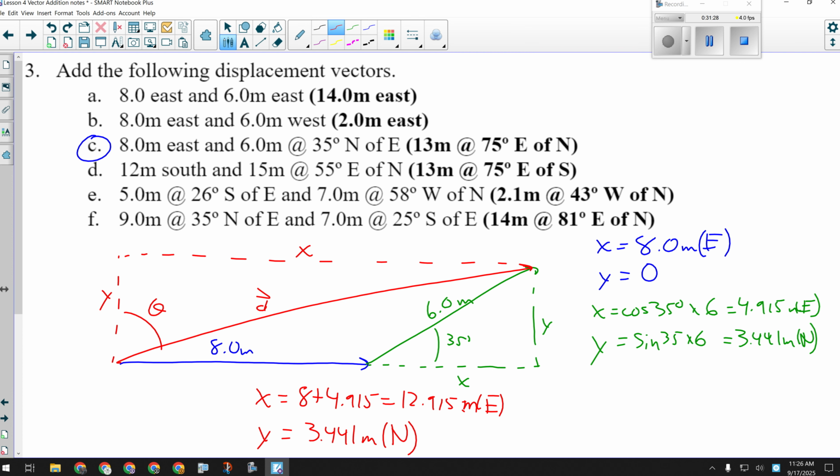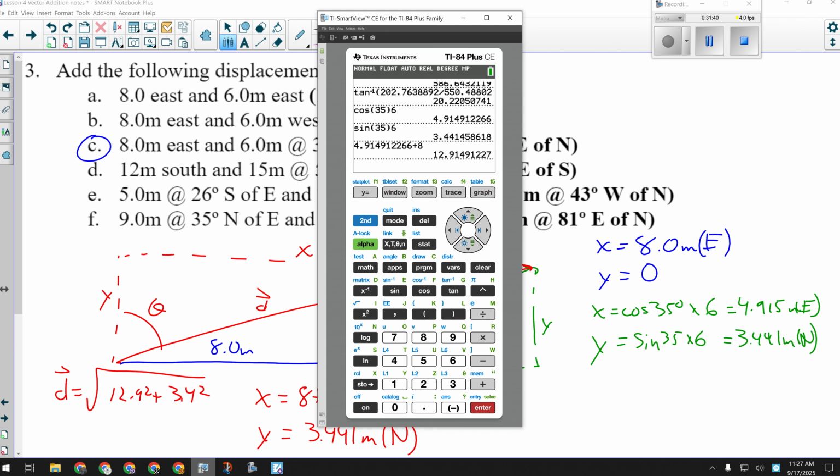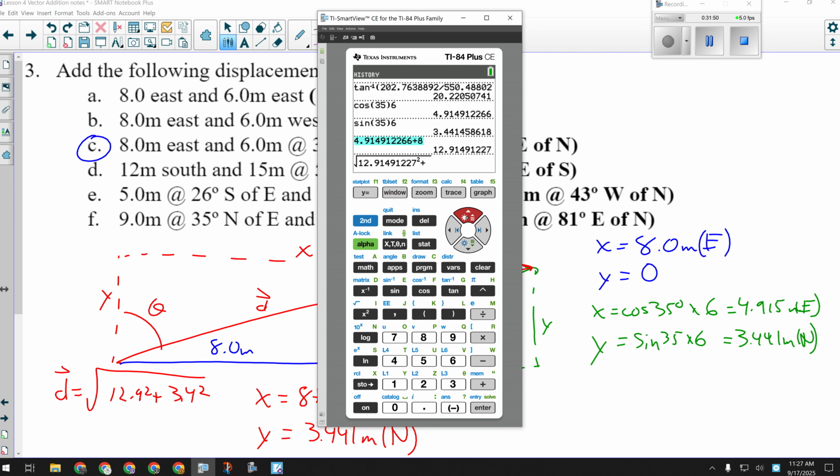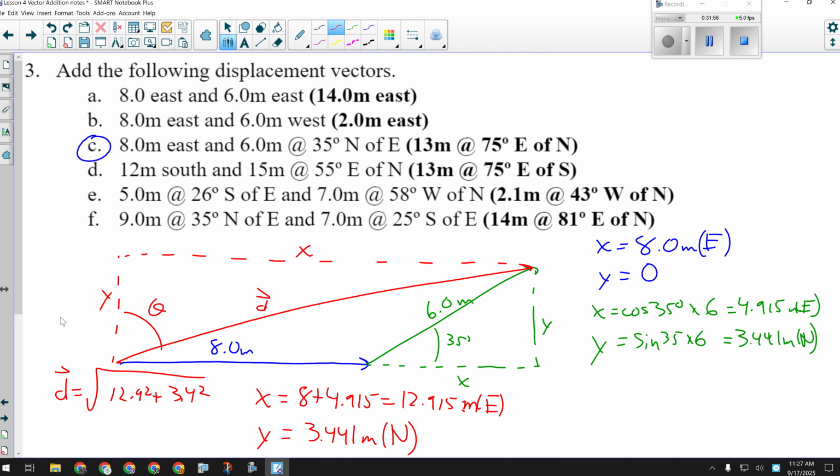All right, now that I've got those, I can find the magnitude of d with the Pythagorean theorem. So the 12.9 squared plus the 3.4 squared, that squared plus that squared, gives me 13.366 meters.